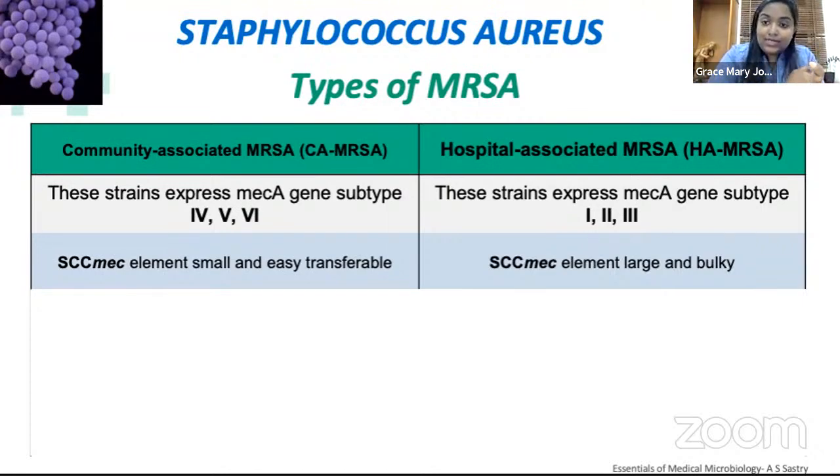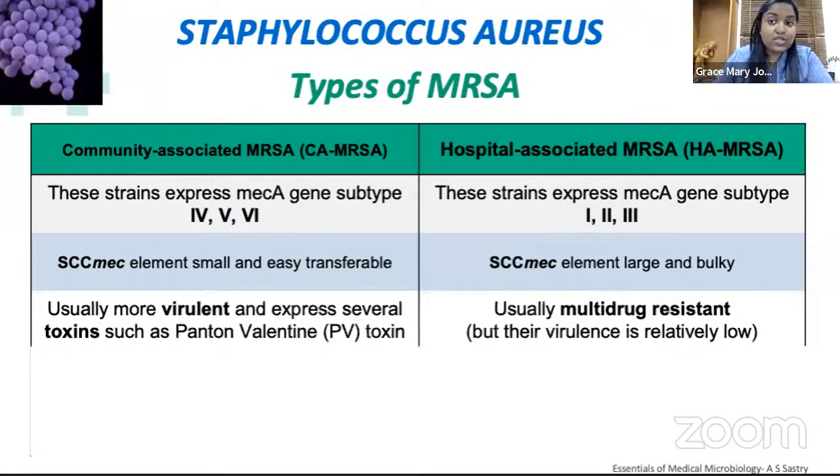If you look at community acquired, the cassette is quite small because the number of genes that it carries is quite less. But if it is hospital acquired, the cassette is quite big. It has a lot of genes. Therefore, it is usually multi-drug resistant. With hospital acquired MRSA, a lot of drugs will be resistant. But when it is community acquired, it might not be the case because there are only a small number of genes encoding for the resistance.